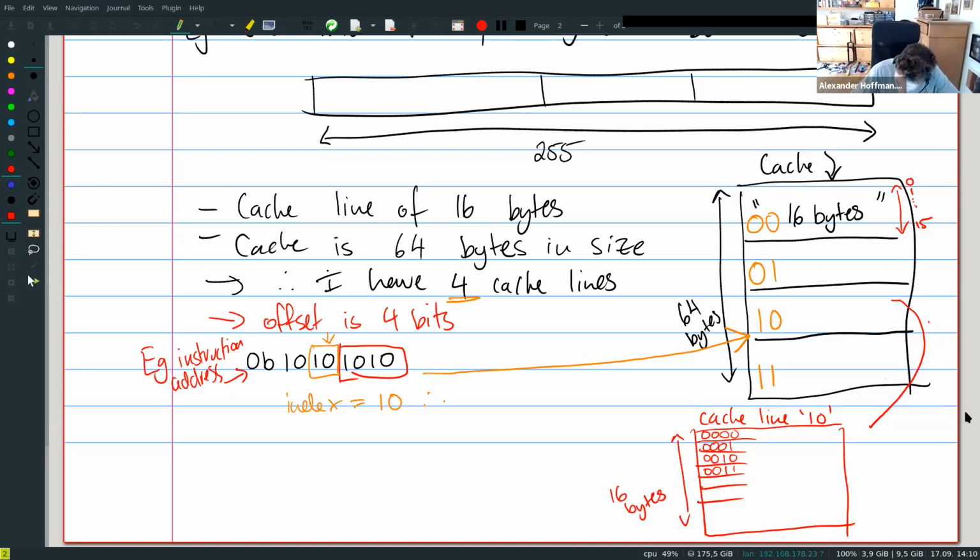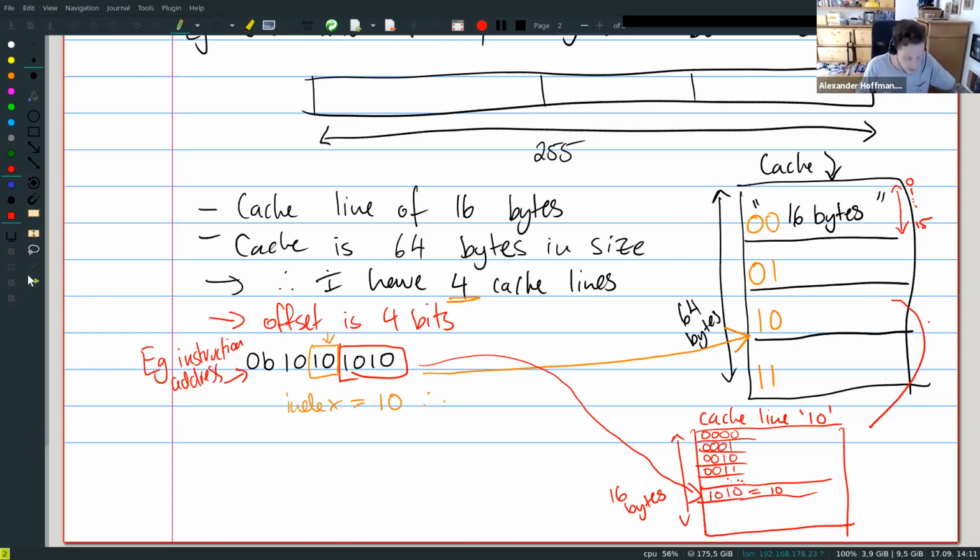So we know that somewhere in here there'll be the 1010 byte. What's 10? This is 0, 2, this is the 10th. So this will actually be the 11th byte in this block. So we know that this memory address would be in the 10 index cache line, and in the 1010 byte of the cache line.